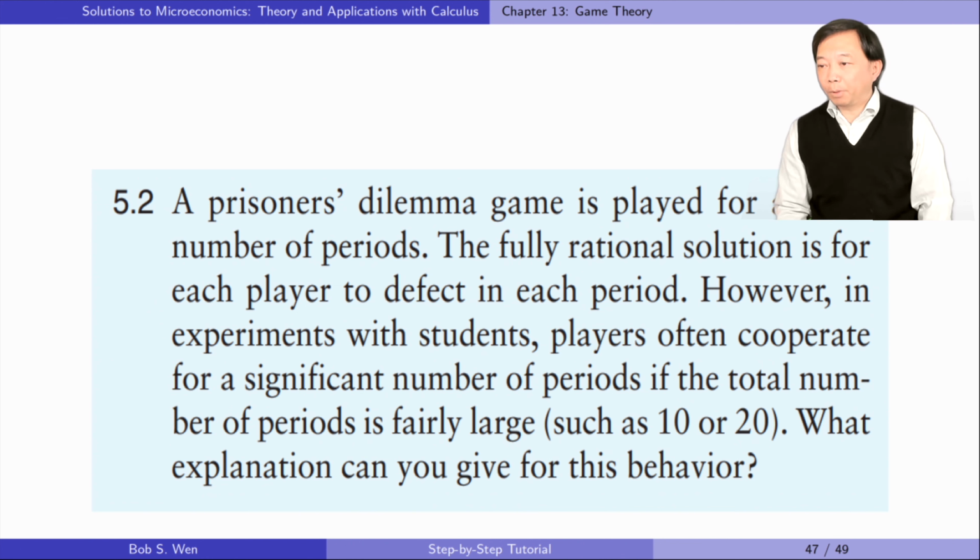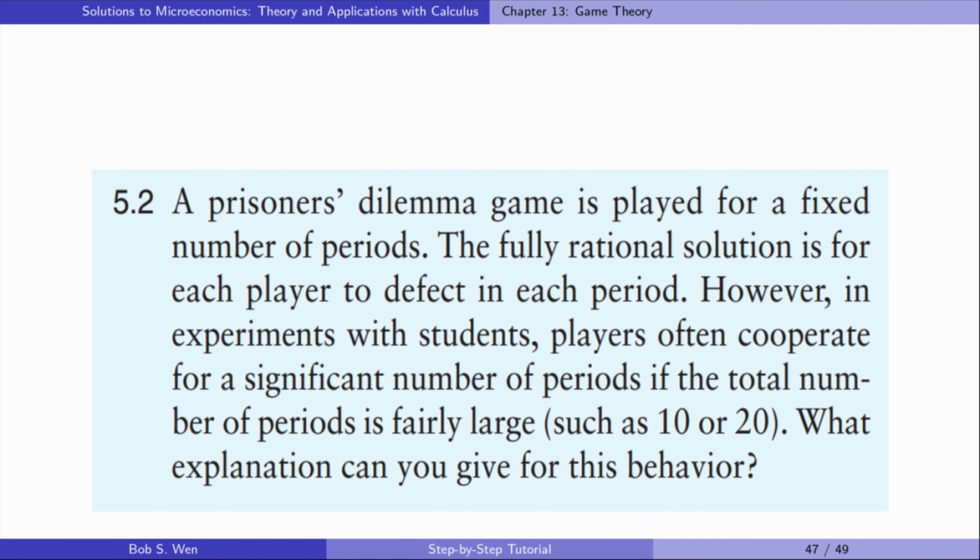Let's solve exercise 5.2. A prisoner's dilemma game is played for a fixed number of periods. The fully rational solution is for each player to defect in each period. However, in experiments with students, players often cooperate for a significant number of periods if the total number of periods is fairly large, such as 10 or 20. What explanation can you give for this behavior?